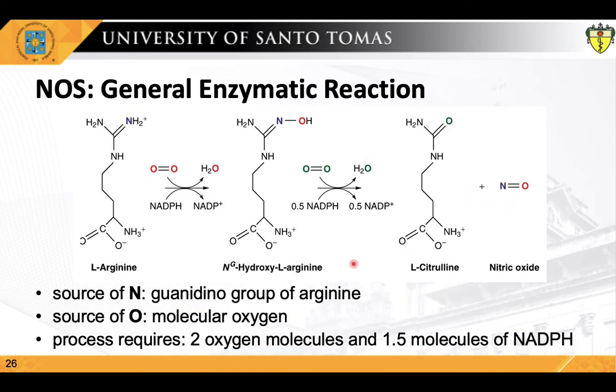The source of nitrogen in nitric oxide is the guanidino group of arginine, while the oxygen in nitric oxide is sourced from the molecular oxygen that binds to the ferrous ion of the oxygenase domains of nOS. The entire process of sequential monooxygenation requires 2 oxygen molecules and 1.5 molecules of NADPH. Like cytochrome P450, nitric oxide synthase is likewise inhibited by carbon monoxide.